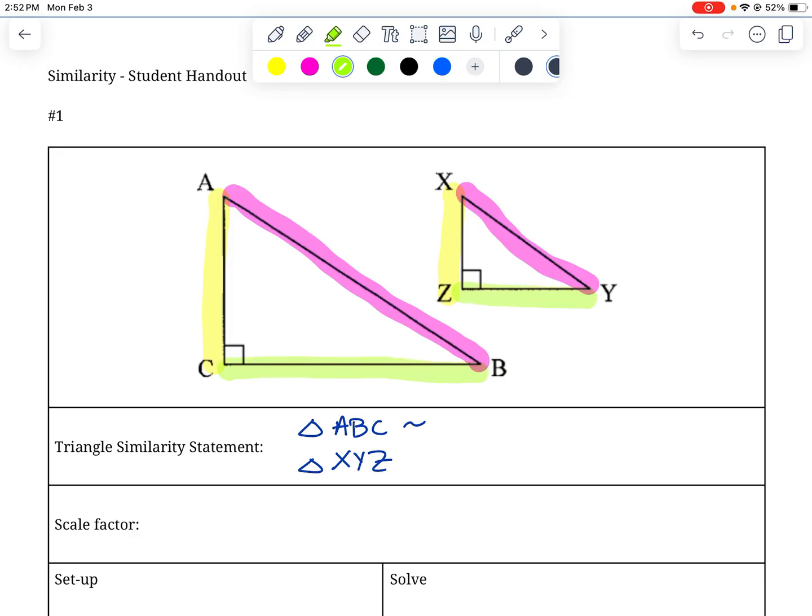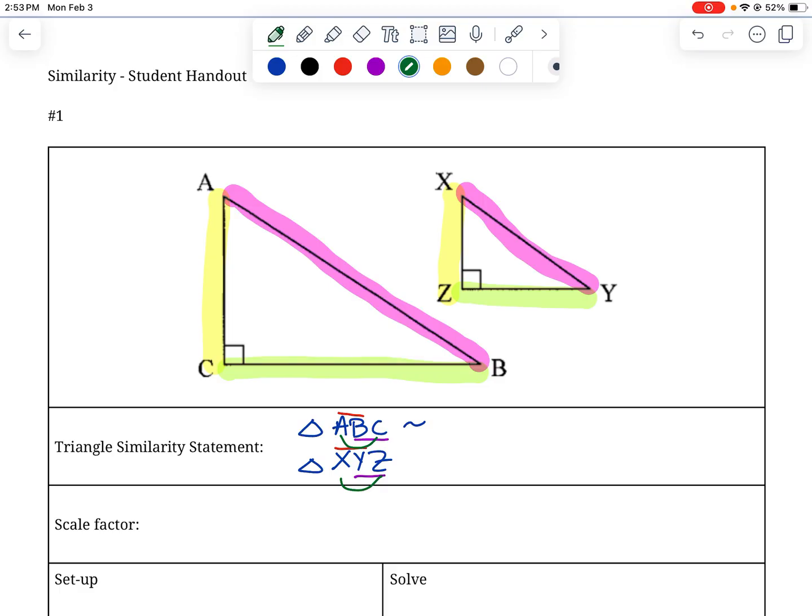Sometimes it's not as easy to see like this, so the triangles will be rotated around. How I look at it sometimes is you look at the similarity statement. A, B are my first two letters. X, Y are the first two here. B, C are the next two. Y, Z are the next two after that. And then A to C, let's use green, AC matches with XZ. So that's how you could think of it.